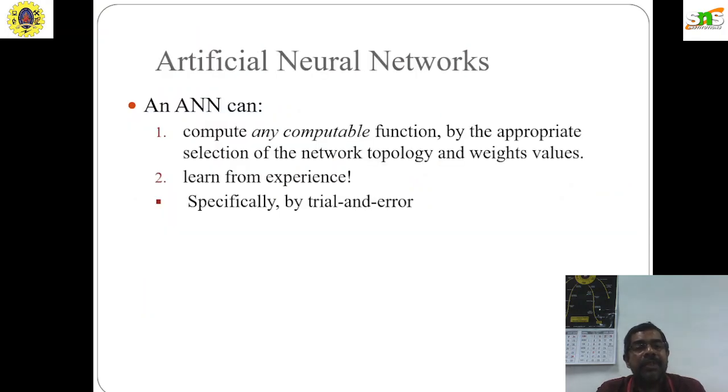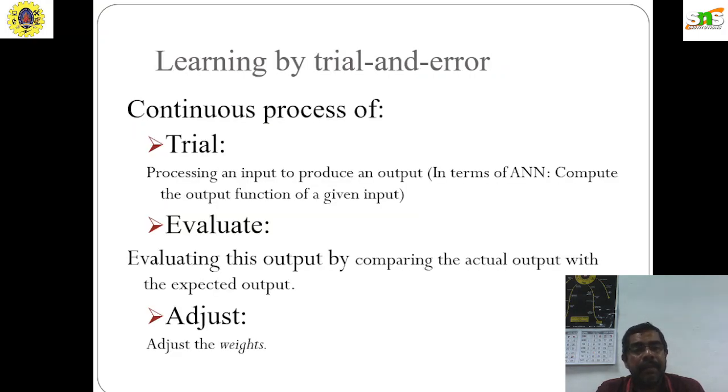An artificial neural network can compute any computable function by appropriate selection of the network topology and weight values, and it has to be learned from experience, specifically through trial and error. So learning by trial and error is a continuous process of trial, evaluate, and adjust.